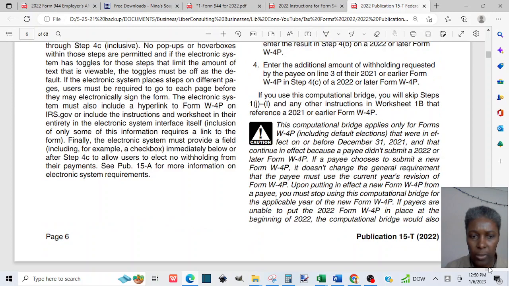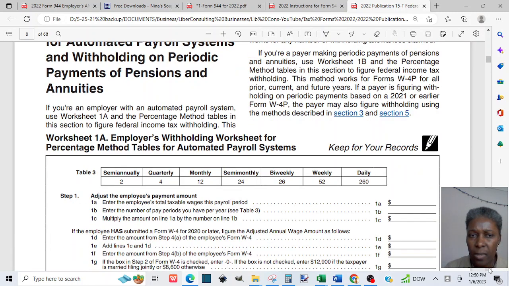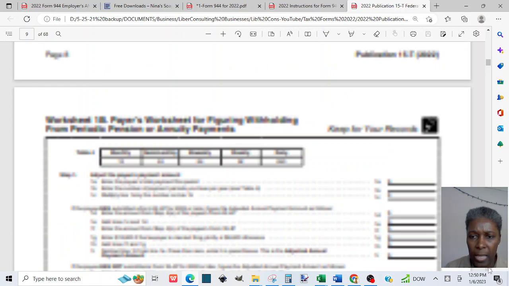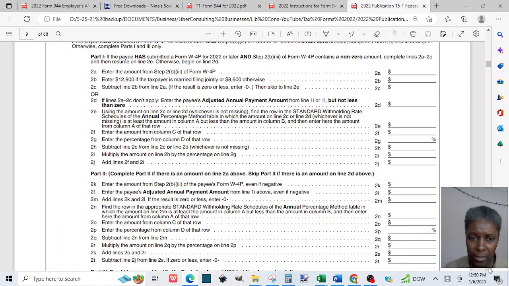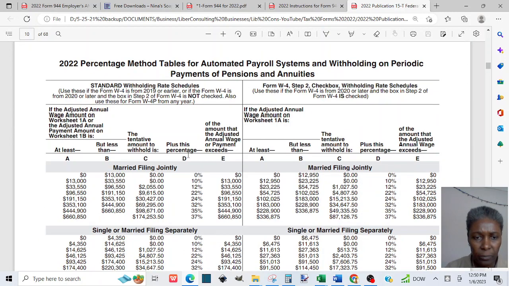So let me see if I'll be able to. Percentage method tables for automated payroll system and withholding in periodic payment of pension annuity. That is a good option you can use, and it has a W4 that you should go with, but then it has the percentage method.